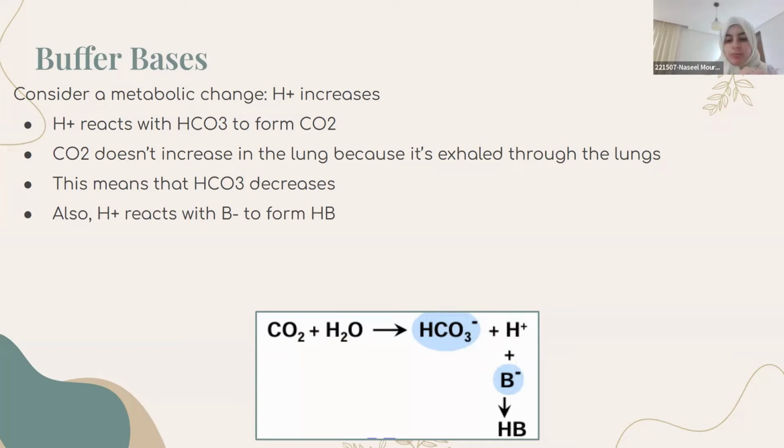So what happens to your buffer bases, which is the sum of bases, the sum of bicarbonates and B minus? What happens to that sum? Does it increase? Does it decrease? Does it stay the same? It decreases. And now that it decreases, what does this mean? This means we're going into acidosis because your bases, the total amount of bases in the blood, is going down.